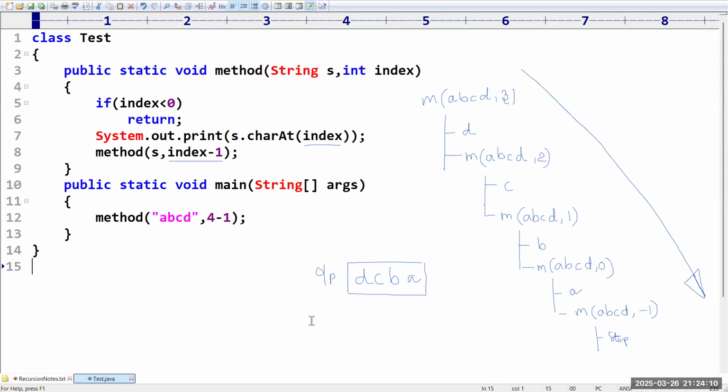So can you show the stack representation, sir? Sir, you can draw the stack, because it is easy, right? So in the stack, what will happen? First, the stack will be created. So first the main method is going to be called.